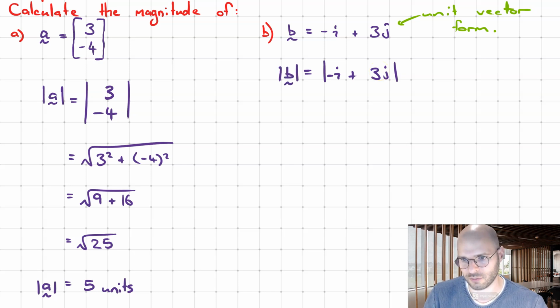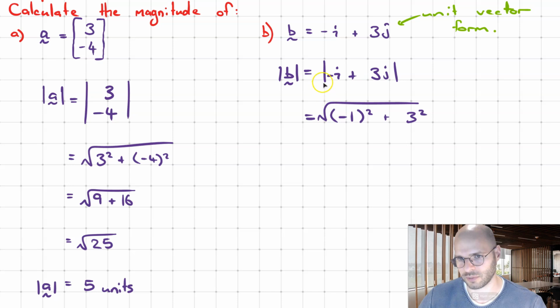To do this, I'm going to split it such that I'll get the x component, which in this case is minus 1, and I'm going to square it. And then I'll get the vertical component, or y component, which is 3, and then I'll square that. This has all been square rooted. So I can go from this line to this line because the modulus symbol means I'm going to apply Pythagoras' theorem to it.